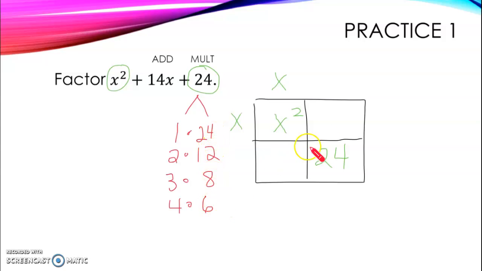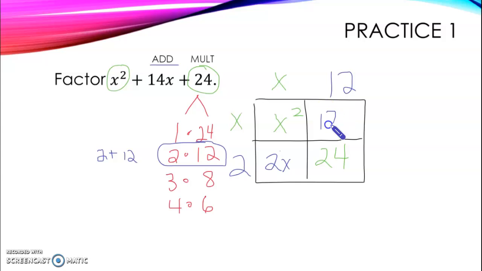So one of these options is going to multiply to give me 24, but which of them is going to also add up to give me 14x when I have them in these diagonals here? We want to think of things that add to give me 14x, and that's going to be 2 and 12. 2 plus 12 gives me 14x. So I'm going to have 2 and 12 on either side here. Really, I'm just filling out the rest of the box to make sure things work out. 2x plus 12x is going to give me that 14x in the middle of the trinomial.